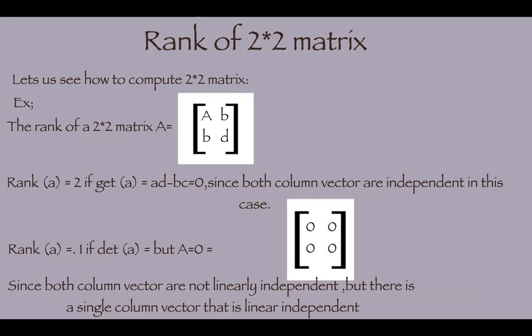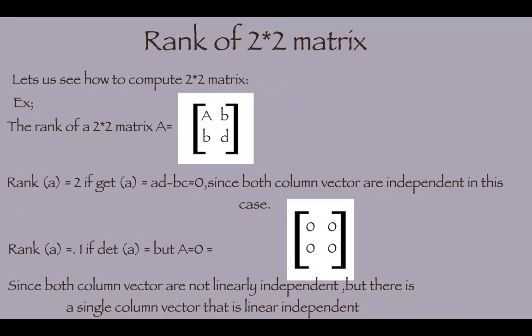And the rank of A is equal to 1 if det A is equal to 0. As we saw previously, if the given matrix is the zero matrix, then the rank will also be 0. You can see there a 2 by 2 matrix with the first row 0 and second row 0. Here both column vectors are not linearly independent, but a single column vector is linearly independent. And this is about the rank of a 2 by 2 matrix.